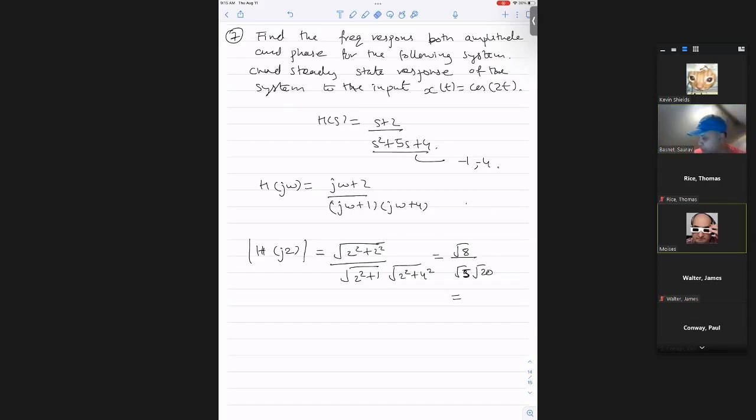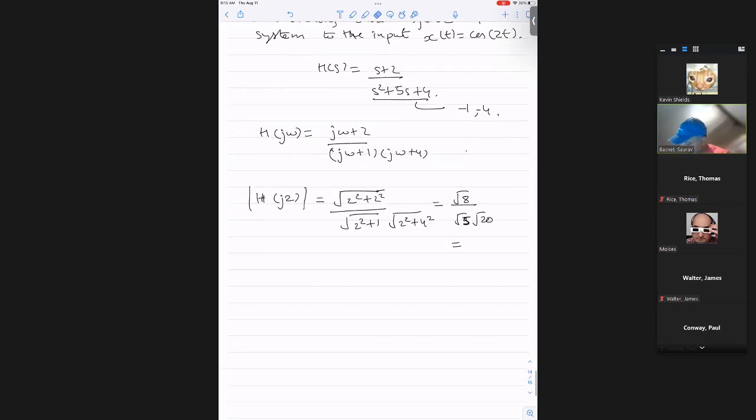Let's see. How much did we get, guys? Root 8 divided by root 5 times root 20. 0.6, 0.59? Give me a sec. Yeah. 0.5, 0.6, no?